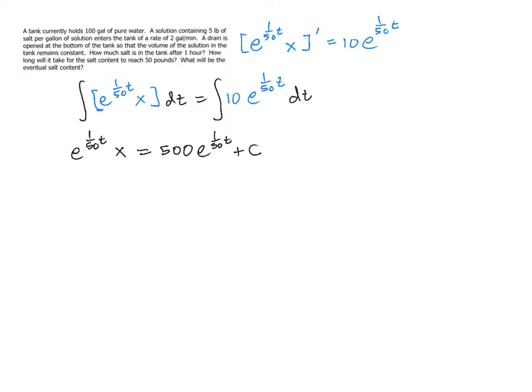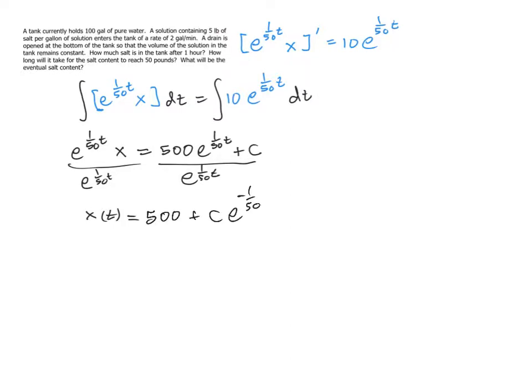We can next divide by the e to the 1 over 50t. Make sure we divide both terms on the right-hand side by this. And we end up with x of t being equal to 500 plus c times e to the negative 1 over 50t.